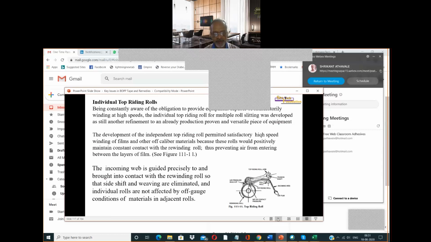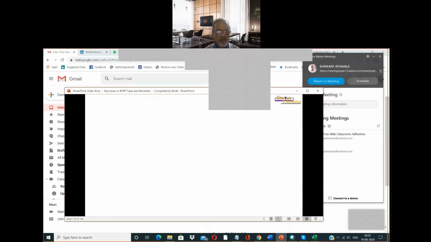The incoming web is guided precisely to and brought into contact with the rewinding rolls so that side shift and weaving are eliminated and individual rolls are not affected by off-gauge conditions of materials in adjacent rolls. In-wind tension from a winding nip is a benefit.